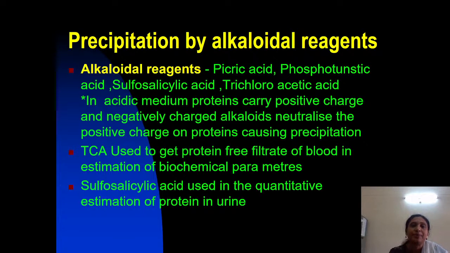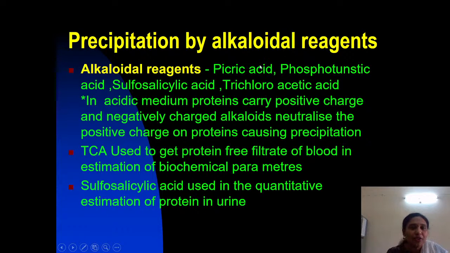How do they act as precipitating agents? The presence of these alkaloidal reagents makes the medium acidic, and we know that at acidic pH, that is, below their isoelectric pH, proteins are positively charged. So under acidic medium, proteins carry a positive charge, and the negative charge of these alkaloidal reagents neutralizes the positive charge on the protein and causes precipitation.